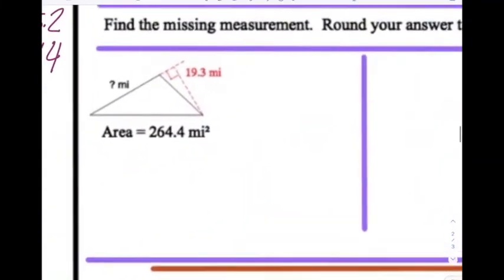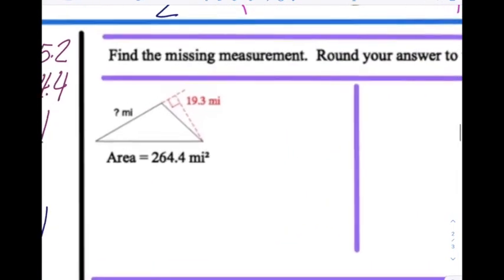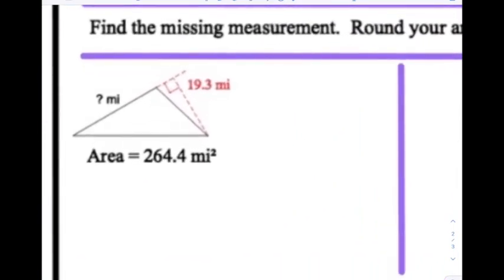Okay? So this says find the missing measurement. Round your answer to the nearest tenth. So we're going to find the missing measurement. So this is a triangle. I know this is a triangle for sure. Right?